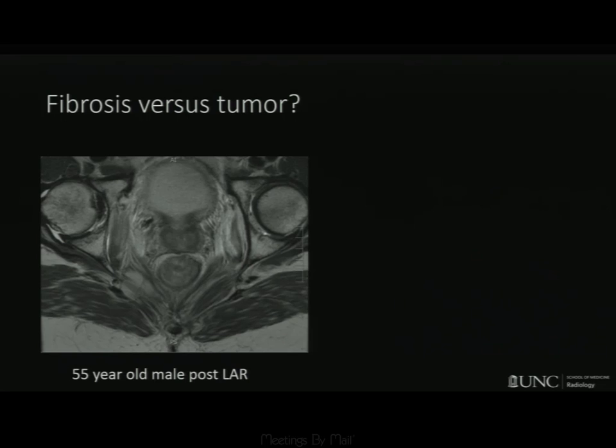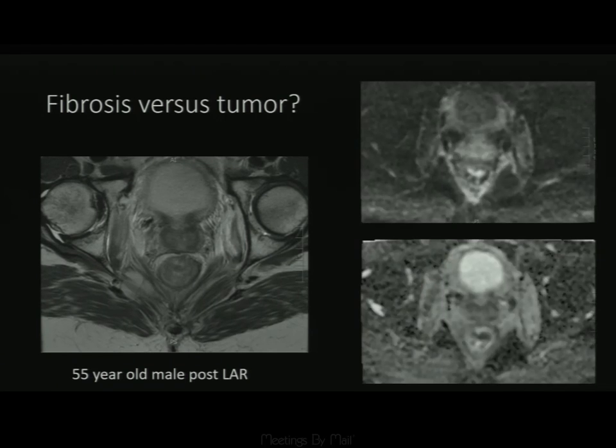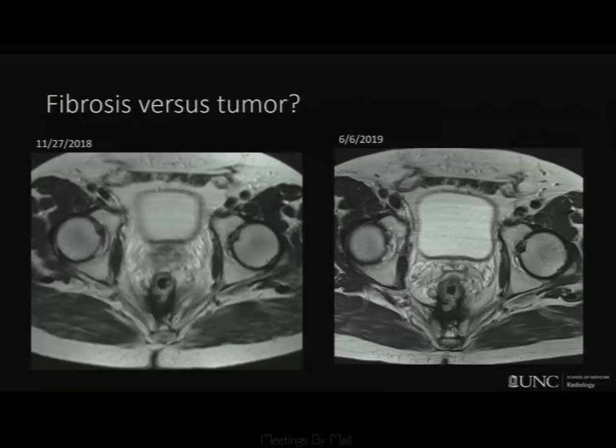So here are a couple of cases. This is a 55-year-old male, post-LAR with a rising CEA. Not much showing up on T2-weighted imaging, but on the diffusion-weighted imaging, you could see there's an area of focal restricted diffusion, and this corresponded to our biopsy-proven recurrence. So it's T2 and diffusion-weighted imaging, and in some cases, enhancement that help you make the decision.